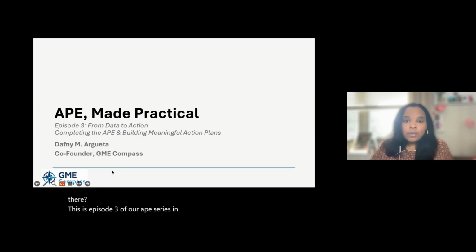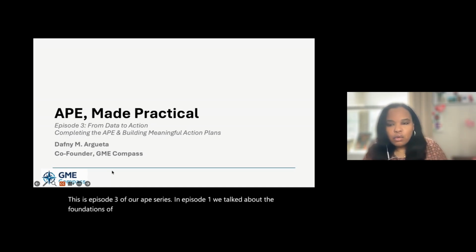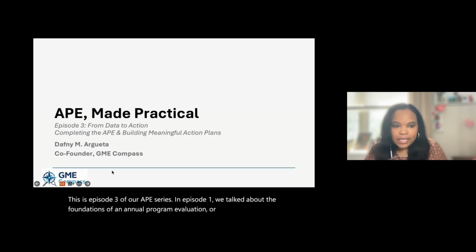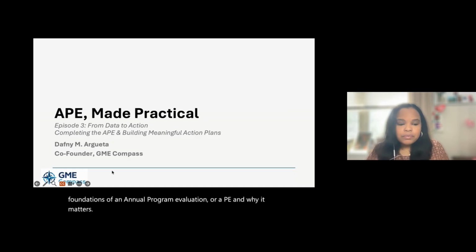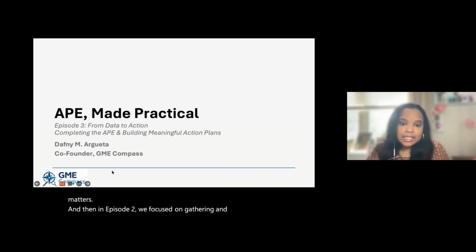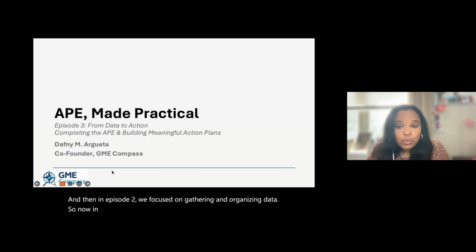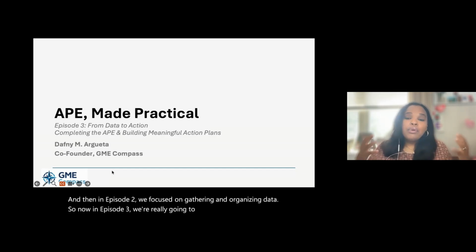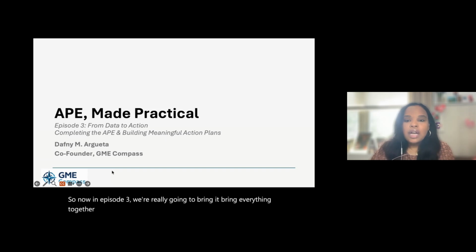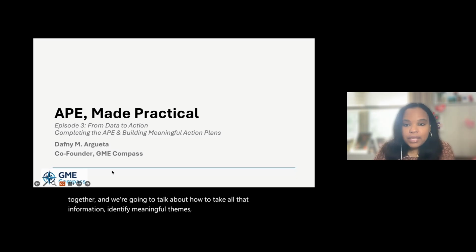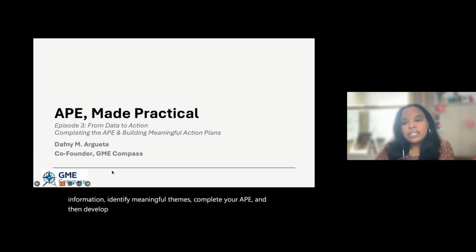In episode 1, we talked about the foundations of an annual program evaluation, or APE, and why it matters. And then in episode 2, we focused on gathering and organizing data. So now in episode 3, we're really going to bring everything together, and we're going to talk about how to take all that information, identify meaningful themes, complete your APE, and then develop action plans that are actually going to support program improvement.